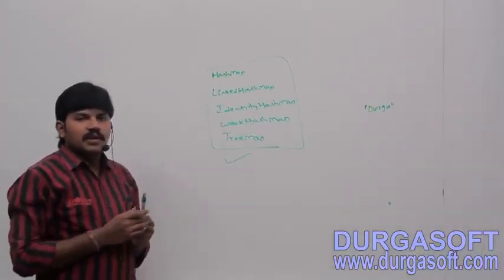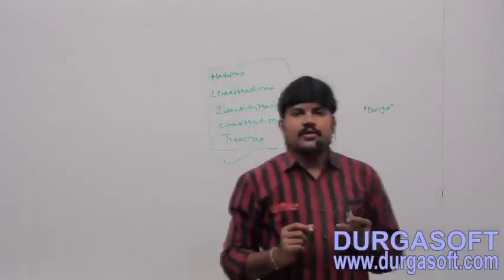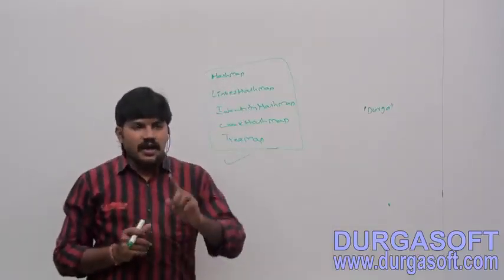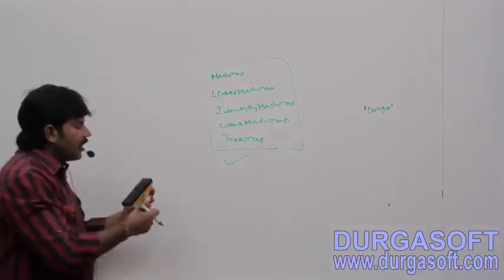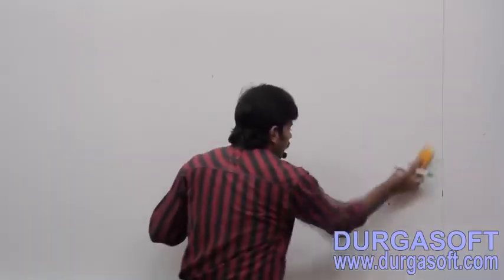Now there are two legacy classes related to the map. The first one is hash table, the second one is what? Properties, right? Now keep the subheading hash table. Okay, hash table at the point, hash table.